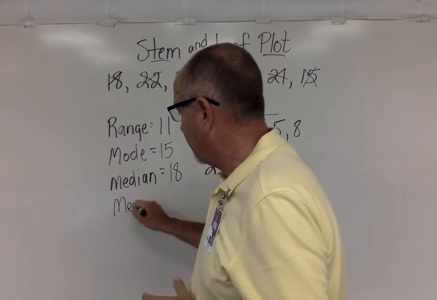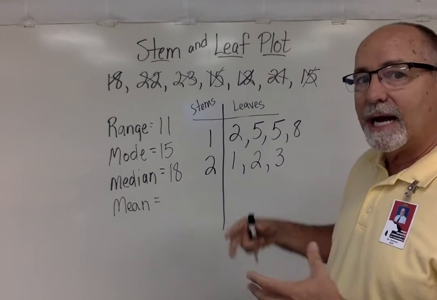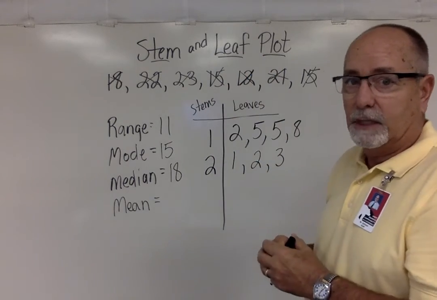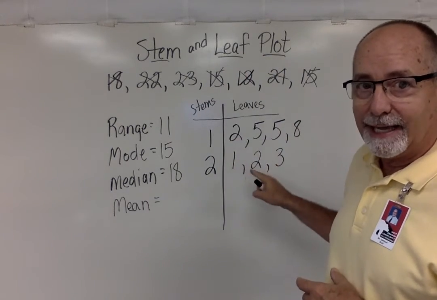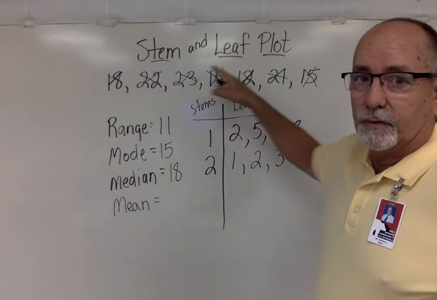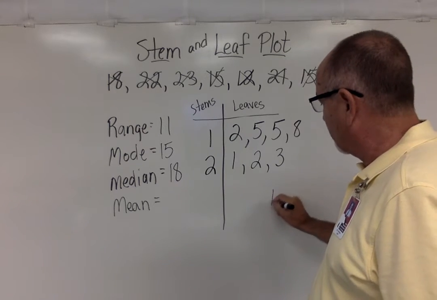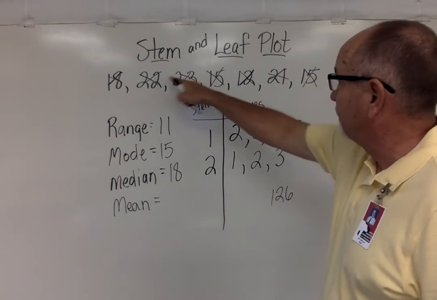Mean, again, I have to add up. Now, with mean, I would go back to the original data, because this gets confusing trying to add these numbers up, always remembering your stem to go with it. So I just go back to the original numbers and add them up to get a sum. And in this case, it's 126 as the sum of these numbers.